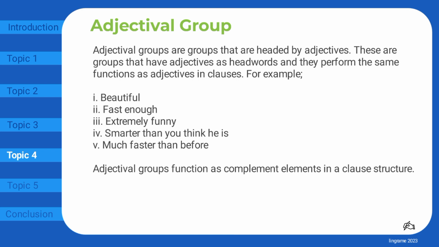Adjectival group. Adjectival groups are groups that are headed by adjectives. These are groups that have adjectives as head words, and they perform the same functions as adjectives in clauses. For example, beautiful, fast enough, extremely funny, smarter than you think he is, much faster than before. Adjectival groups function as complement elements in a clause structure.